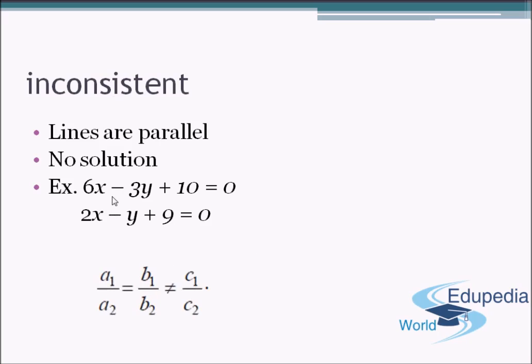If we examine the coefficients here, we will find that 6 over 2 is 3, minus 3 over minus 1 is again 3, whereas 10 over 9 is not equal to 3. Thus, for parallel lines, a1 over a2 equals b1 over b2, not equal to c1 over c2. Let us have one more example.